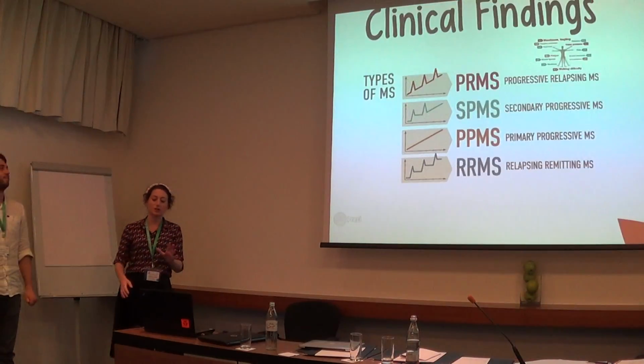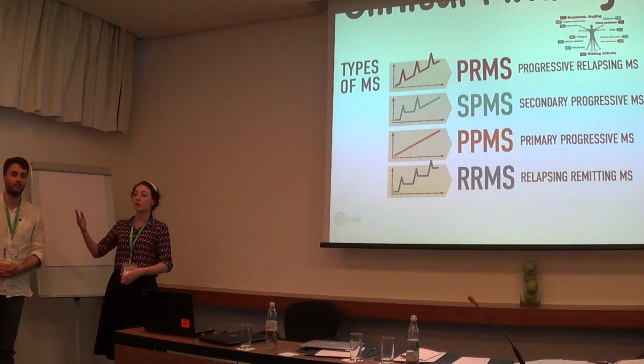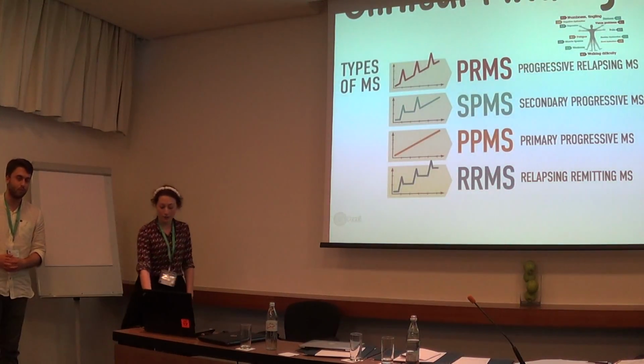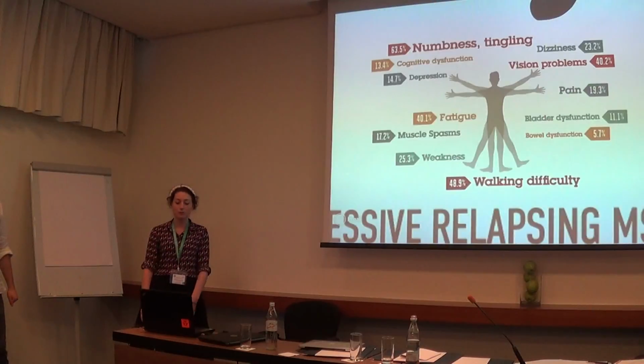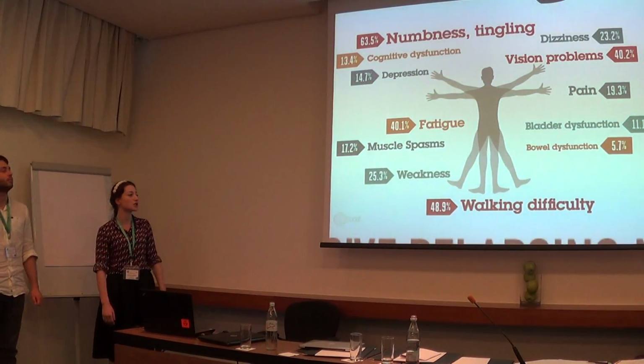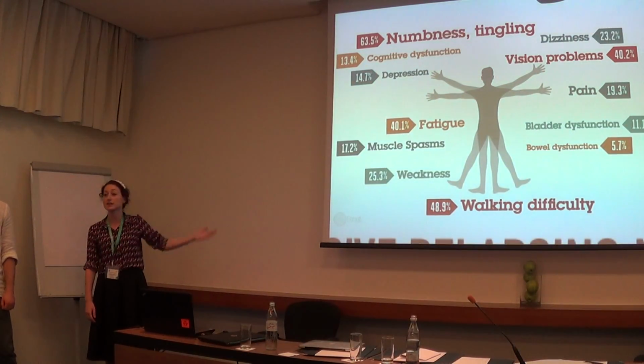Clinically, MS is divided into four main types, but the most common type is relapsing-remitting, which, as my colleague already mentioned, is usually found in young female patients. Clinical manifestations are variable, and most commonly found are, for example, numbness and tingling in 63% of patients, walking difficulty in 48%, vision problems in 40%, etc.